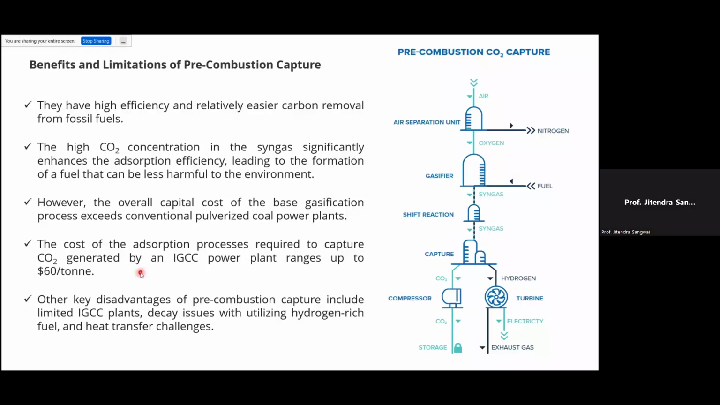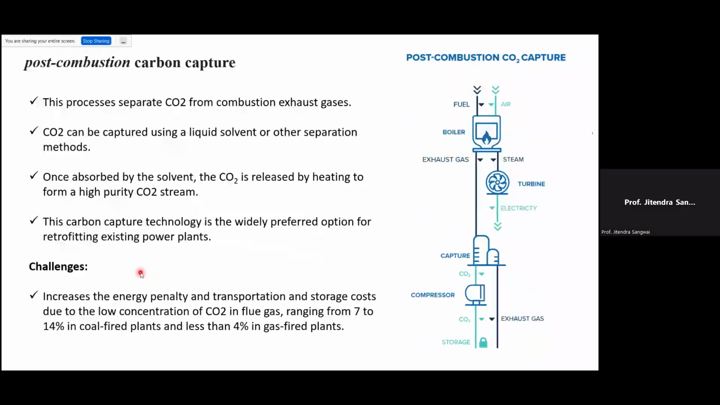Now, it's also challenging to use a hydrogen rich fuel, right? So you have more hydrogen, safety issues are there, heat transfer challenges are there. You may end up losing a lot of energy also in doing that, so there are certain challenges, and they require better materials to address those challenges, right? So this is still not very widely accepted because of the various challenges.